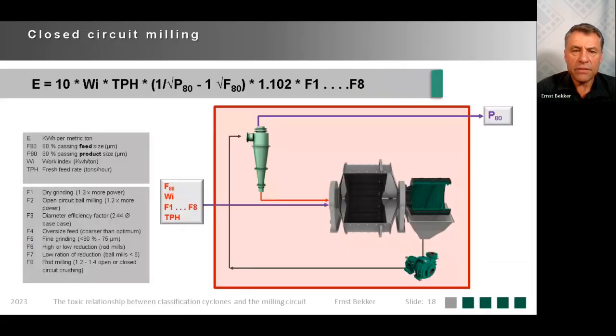Closed circuit milling, that is what the circuit looks like. You have feed coming into the mill, mill discharge reporting to the cyclone feed, cyclone underflow back to the mill, and the overflow leaves the circuit. Very important to understand. In this section here, see it as a black box. So there is a stream crossing the border, with F80, work index, F1 to F8, and the tons per hour. And then you've got your P80 leaving the circuit.